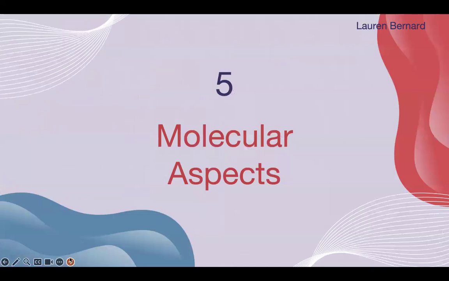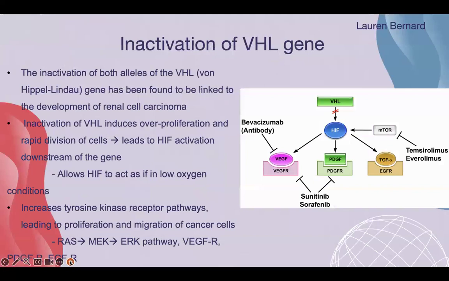Now for the molecular aspects. The most important molecular aspect to take a look at is the inactivation of the VHL gene. The inactivation of both alleles of the VHL, or von Hippel-Lindau, gene has been found to be linked to the development of renal cell carcinoma. VHL is a tumor suppressor gene, meaning it controls the production of the proteins it's responsible for, and therefore, when it is inactivated, cells are able to overproliferate and divide more rapidly than they should.